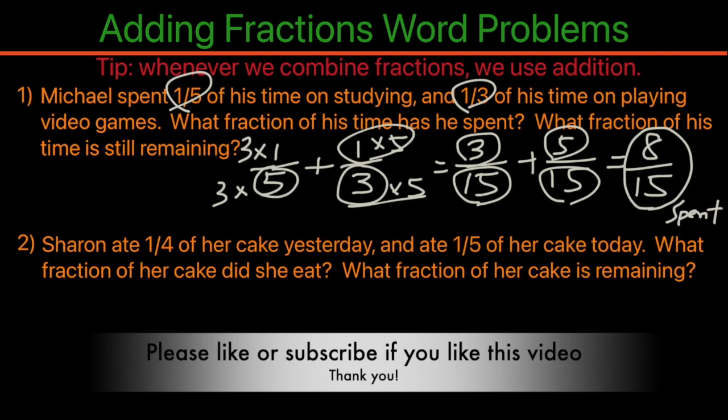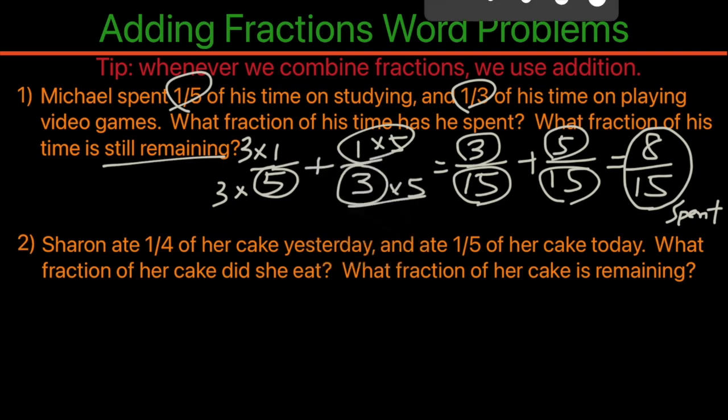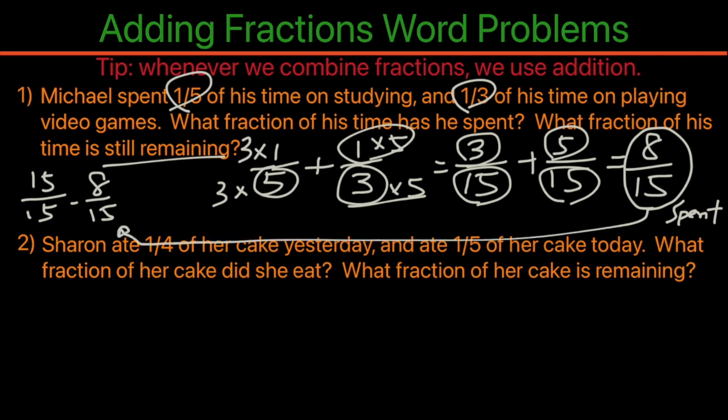Now what about the fraction of his time that's still remaining? Since we are going by fraction of his time, the 100% of his time would be 15 over 15, which is 1 whole. And so if we take 15 over 15 minus 8 over 15, which is the time that he spent here, 15 minus 8 is 7 over 15. And so therefore, he still has 7 over 15 of his time remaining.